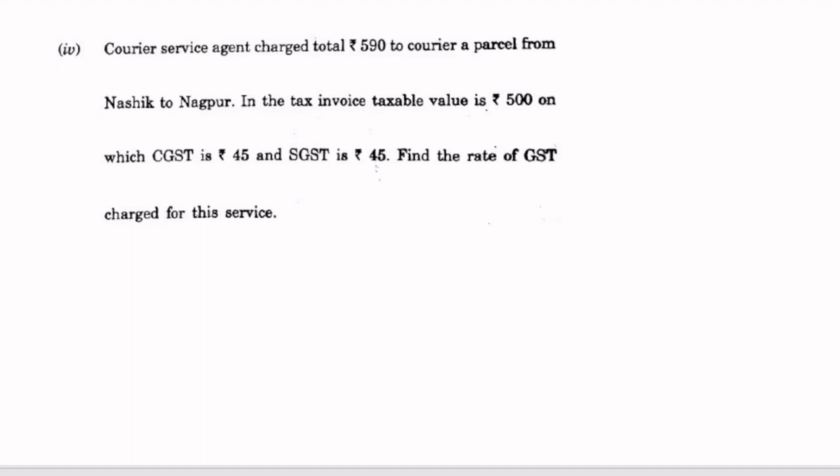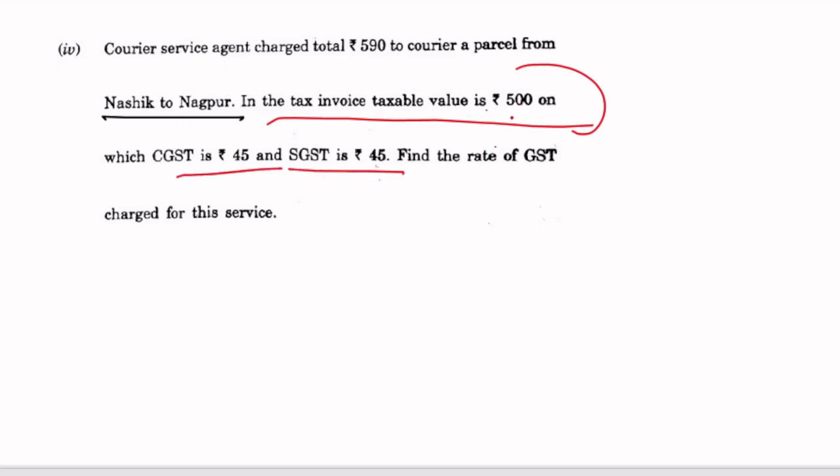Now courier service agent charges total 590 to courier a parcel from Nashik to Nagpur. Okay. In the tax invoice, taxable value is 500. Simply if taxable is 500, tax will be charged on taxable value. With CGST 45 and SGST 45. So that's the reason it's making total value 590. Find the rate of GST on the courier service.